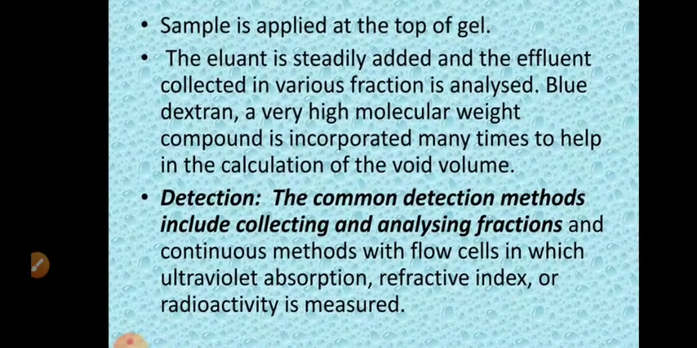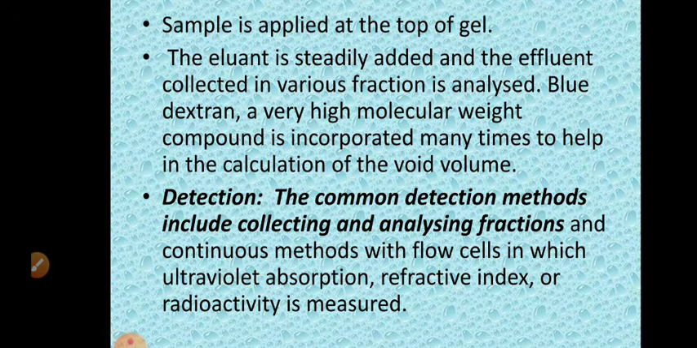Then you load the sample on the top of the gel and pour the eluting solvent at a steady, uniform rate on the surface of the gel after the sample has been loaded and has sunk. Then as the eluting solvent flows down the column, various fractions of the solute are collected, and the fractions collected are analyzed by ultraviolet absorption or refractive index, or their radioactivity is measured if they were radiolabeled.